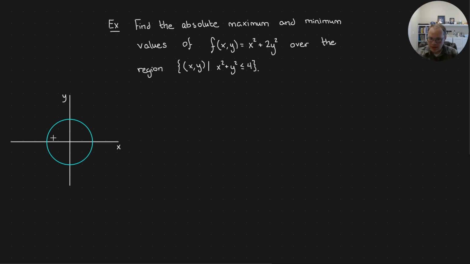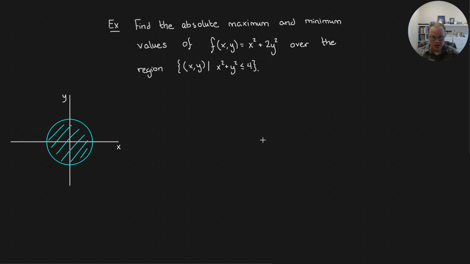So something like this. Those are the x and y values that we are allowed to plug in. Now notice this is a closed and bounded domain, so we are guaranteed to have an absolute maximum value, and we are guaranteed to have an absolute minimum value so long as the function is continuous. And this function is continuous. It's just a polynomial of 2 variables. We don't get any division by 0 or negatives under square roots or anything like that, right?